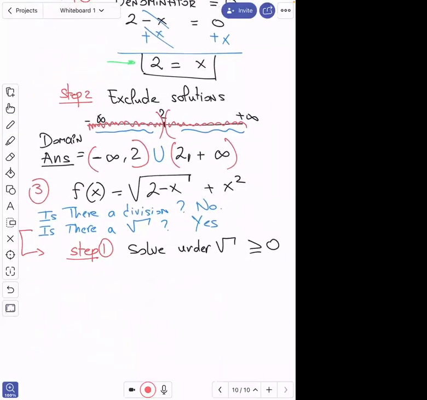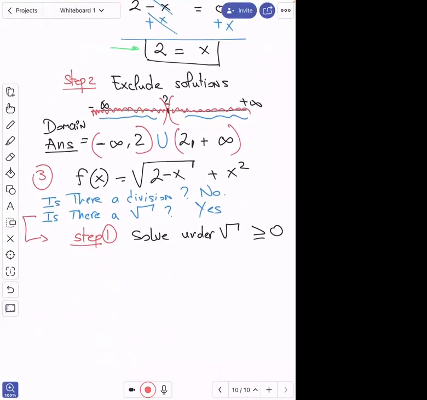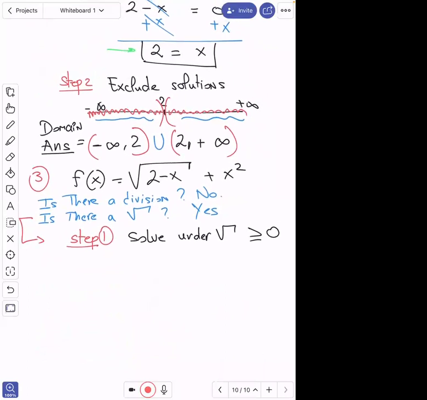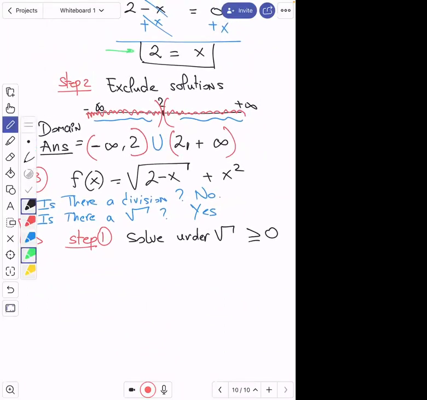And again, only what's under the square root. We don't really care about what's outside the square root. So like here in this example, there's this x squared. We don't really worry about the x squared. It's outside the square root. So what's exactly under the square root is the 2 minus x, right? This is 2 minus x. And I need to make sure that this 2 minus x is positive or 0, because it's under the square root.